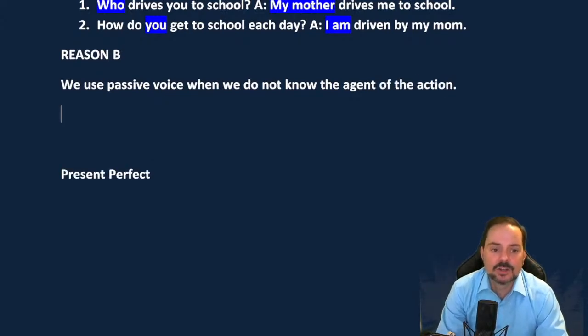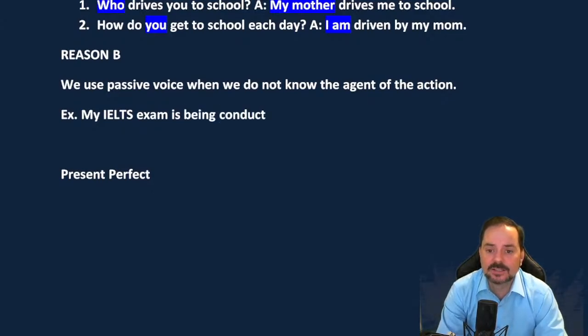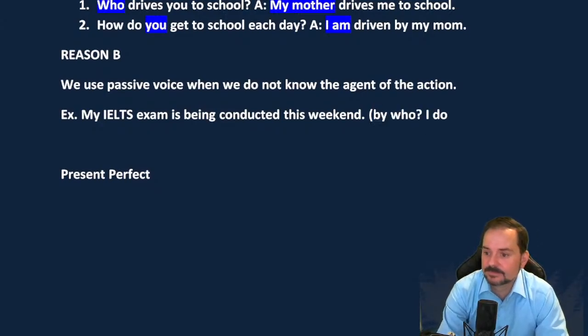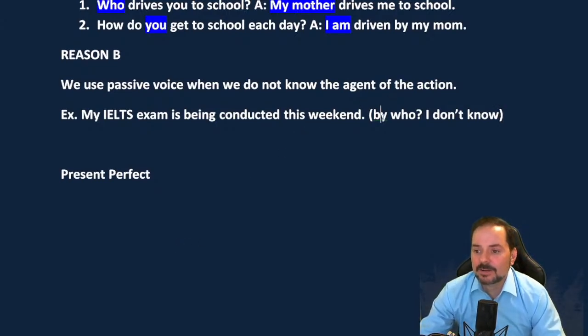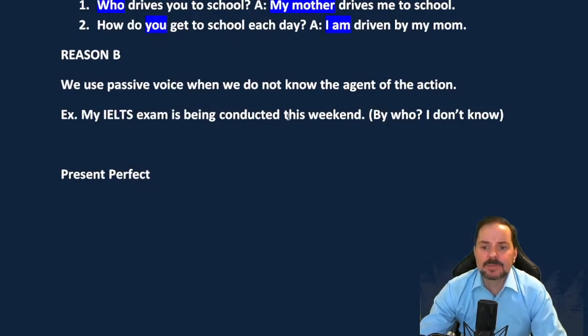Okay, so for example, my IELTS exam is being conducted this weekend. By who? I don't know. Some person, right? Some administrator. So by who? I don't know. By some person that I don't know. I'm going to meet them on the weekend, right? My IELTS exam is being conducted on the weekend. Okay, is being conducted this weekend.